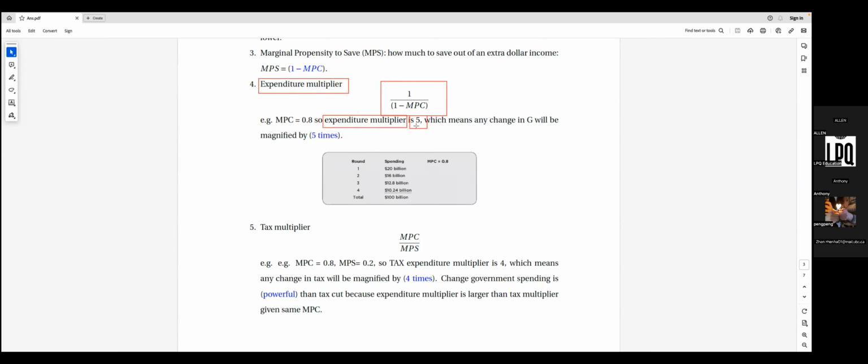So what do I mean by 5 here? What do I mean by expenditure multiplier? Super easy. If the government increases government spending by one more dollar, the overall GDP will increase by $5, like 5 times larger. And this 5 is called the expenditure multiplier, calculated by this formula. And the MPC will be given by the question. So don't worry about how to calculate MPC. MPC will be given by the question.